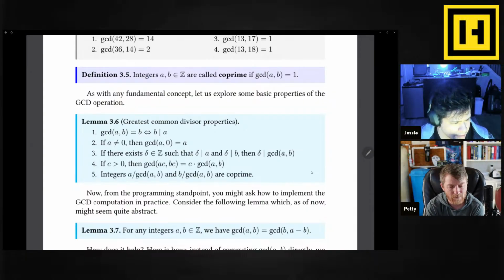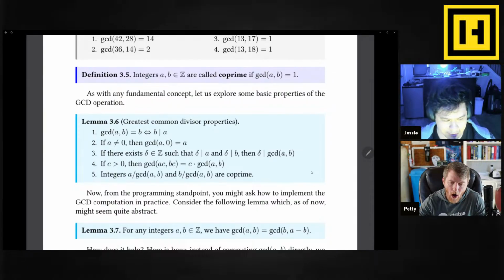What is it? The greatest common divisor of A and B is equal to B, interchangeable with B being a divisor of A. Is that what that means? So if the greatest common divisor of A and B is B, then B is a divisor of A. Yeah, basically B will go into A. These are things that we take for granted. Okay, I get it. That makes sense to me. I was just reading it.